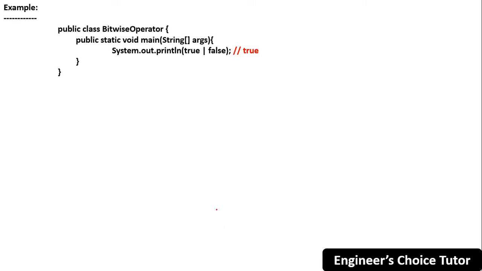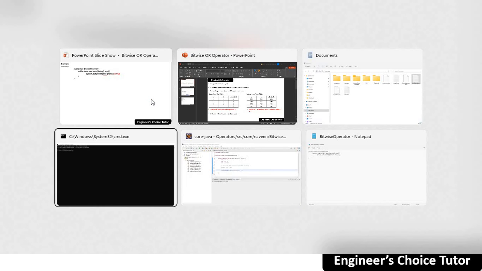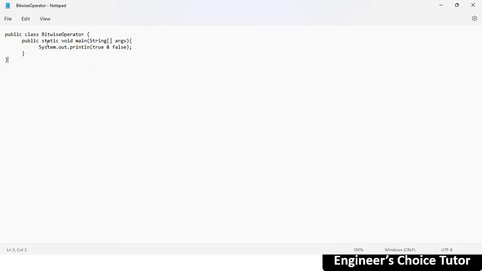I have taken one example where I am performing the bitwise OR operation on Boolean values. I am performing the bitwise OR operator between true and false. Let me open the notepad and show you this. I have already opened this. In the last lecture, I showed you the bitwise AND operator. Now just replace it with bitwise OR. I have replaced it with bitwise OR here. Everything is the same. Save this.